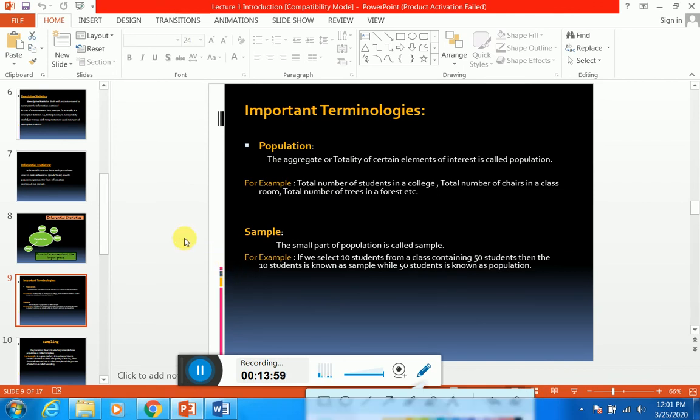There are some important terminologies. Terminologies simply means some terms.